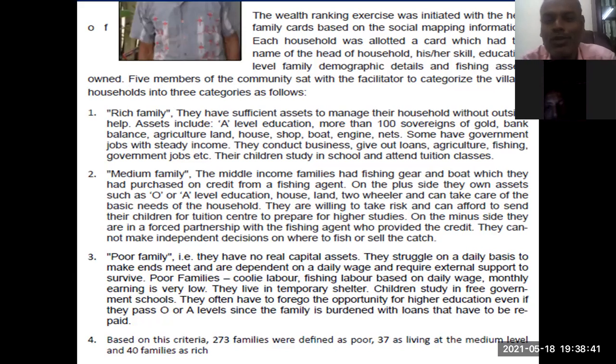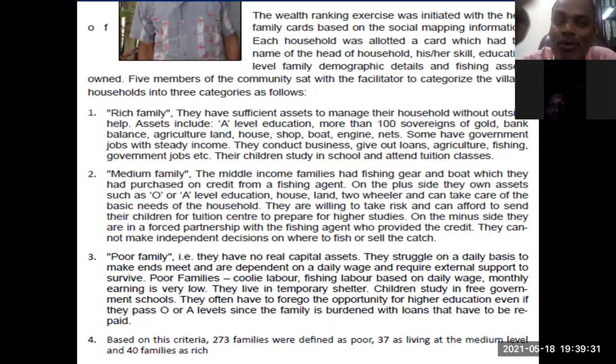an explanation is also given by the people themselves using their own understanding. A rich person has sufficient assets to manage their household without outside help. They are not getting any assistance from outside. They can manage their family affairs by themselves. They are not dependent on anybody. That is the criteria they used for rich families. They also classified by education: A level of education. They have more than 100 sovereigns of gold, bank balance, agricultural land, house, shops, boat, engine, nets. If this kind of material is available in their family, then that family is considered a rich family.